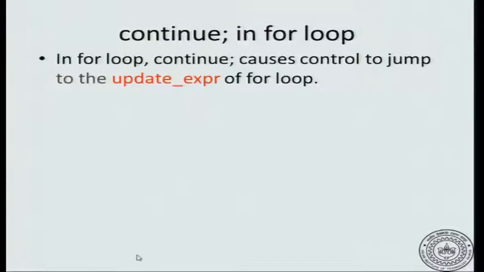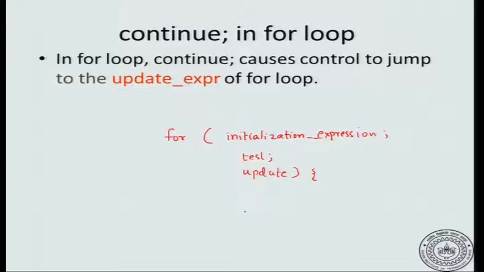What happens to continue in a for loop? Notice that the for loop has the following form. You have for, then there is an initialization expression, okay. Then there was a test, and finally there was update. And then you have the body of the loop. What happens if you encounter a continue in the middle of the loop?